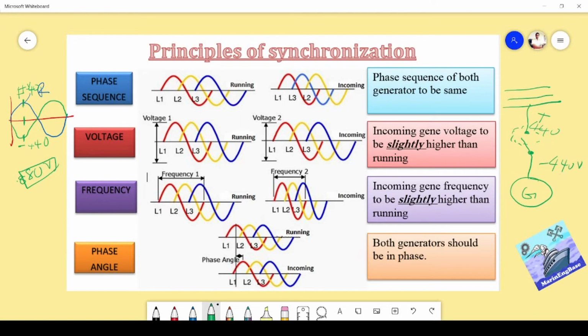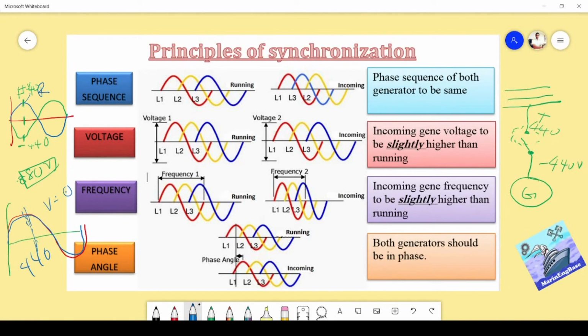To avoid this, we always prefer that the running generator and the incoming generator are in the same phase angle. So if at this point you switch the breaker, both voltages will be 440, so the voltage difference will be 0. No current flow will happen, or only a very minor current. So it is safe to close the breaker. So the fourth requirement is phase angle: both generators should be in phase.